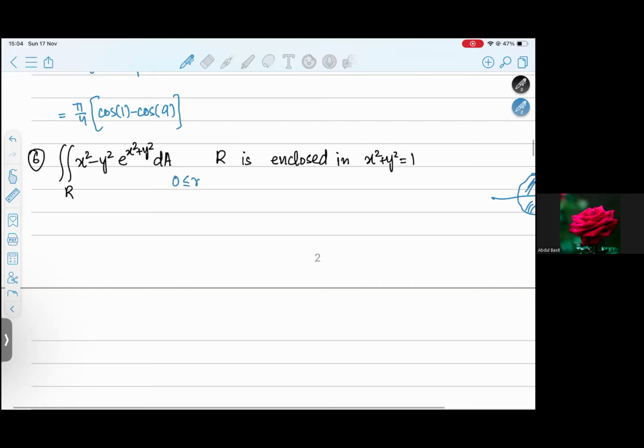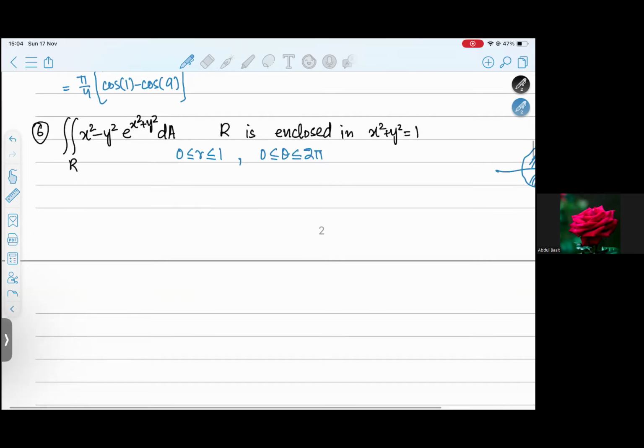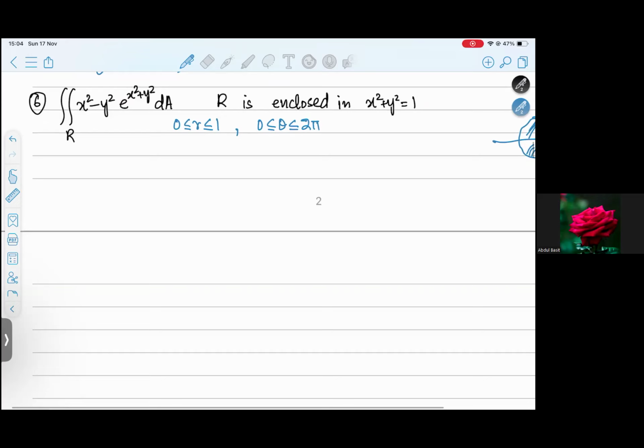Okay, radius limits are from 0 to 1 and theta limits are from 0 to 2 pi. So if I plug in x is equal to r cos theta, I get r square cos square theta, and y square is r square sine square theta, times e to the power x square plus y square, which is r square, and instead of dA I am writing r dr d theta. Limits of r are from 0 to 1 and theta is going from 0 to 2 pi.